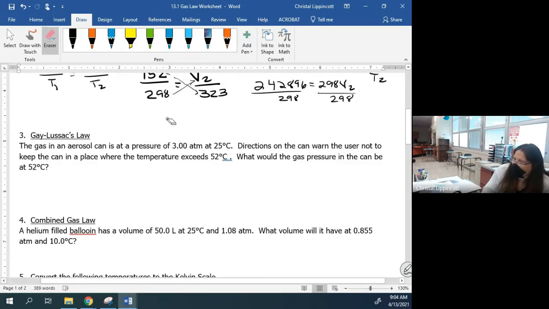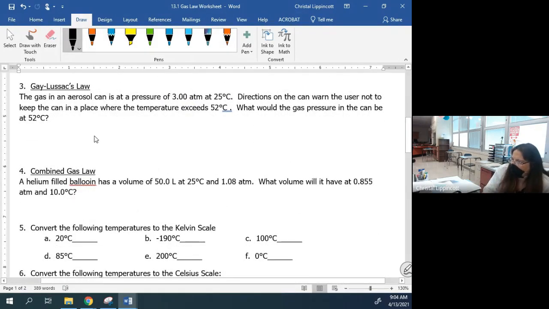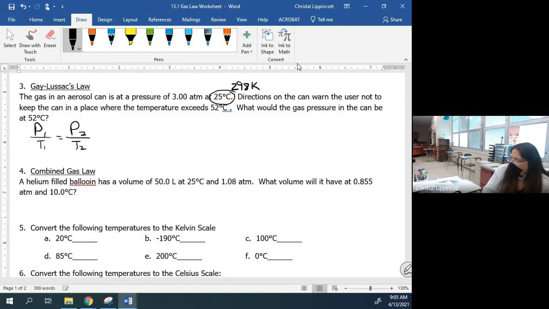Now, Gay-Lussac then related temperature and pressure. So his was P1 T1 equals P2 T2. Now again, our values here have to be in Kelvin, and we just did this one up above. This one ends up being 325, I think. So 52 and 273. Yeah, 325. So you got to convert those into Kelvin before you can get started.